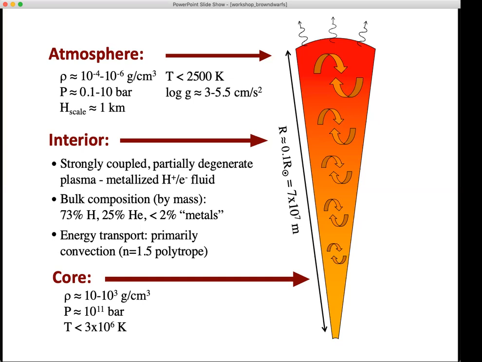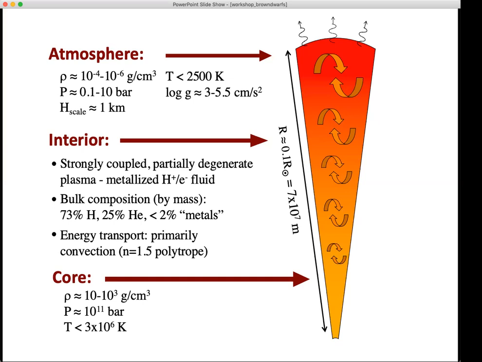And then, as I mentioned, the core is very dense, up to 1,000 grams per cubic centimeter and 10 to the 11 bar, which is probably a unit you're not too familiar with. One bar is our atmosphere, like in our room right here. So this is 100 billion times higher pressure than that. This is in fact some of the highest pressures that we see in objects.